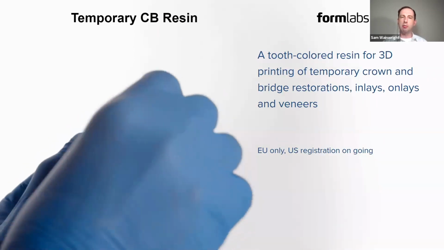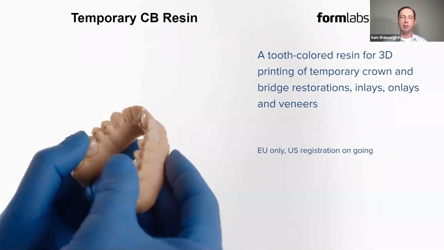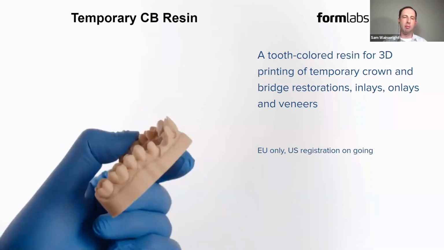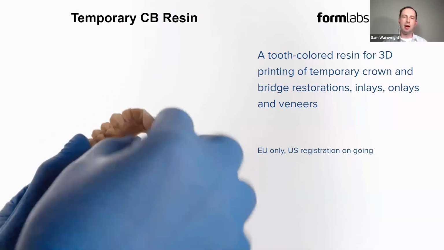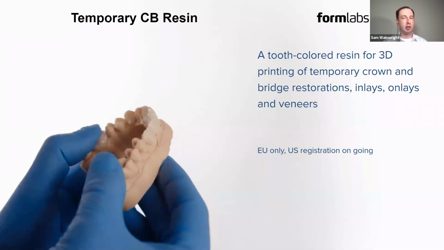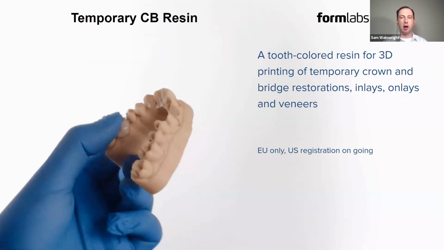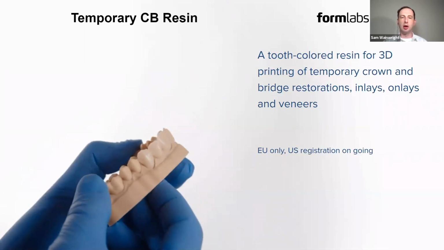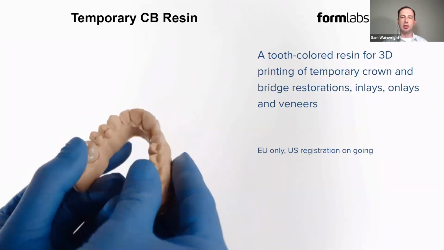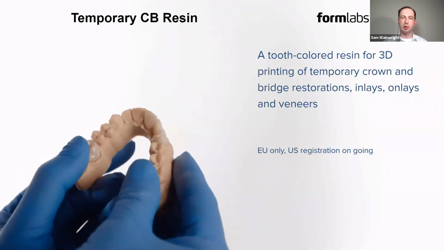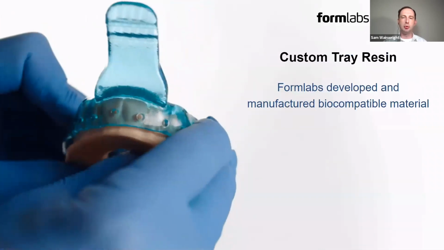This is our new temporary CB resin. This is actually through a collaboration with Bego, who's a pretty big dental company in Germany. And they have a temporary resin. We brought it onto our platform, and we have actually a permanent crown coming from them next. But the temporary is approved for 7 units, and it is EU only, but US registration is actually very close to concluding, so that should be in the portfolio for the US market very, very soon.